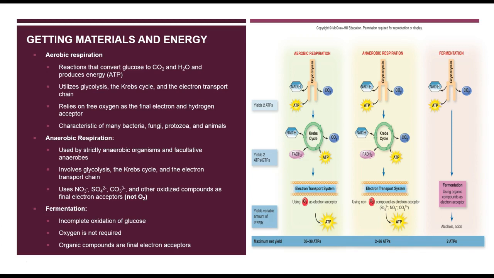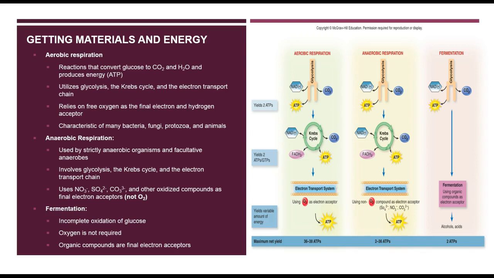Aerobic respiration are reactions that convert glucose to carbon dioxide and water, and in the process they produce energy, or ATP. Aerobic respiration utilizes glycolysis, the Krebs cycle, and the electron transport chain. So all 3 of these processes are used in aerobic respiration. It relies solely on free oxygen as the final electron acceptor. And this process is a characteristic of a large number of bacteria, fungi, protists, and animals.